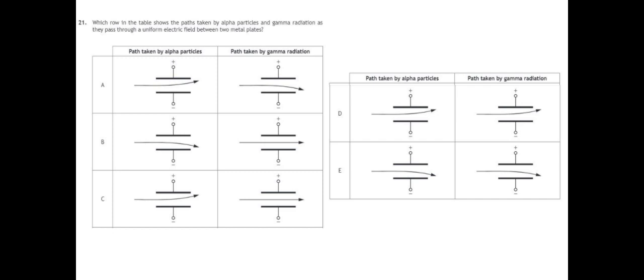The gamma ray does not have any charge. It's not a particle. It's just a wave. So it does not have any charge and therefore is unaffected by the electric field. So we're looking for the option where the alpha particle is deflected downwards and the gamma ray carries on unaffected through the gap. And the one that shows that is answer B.